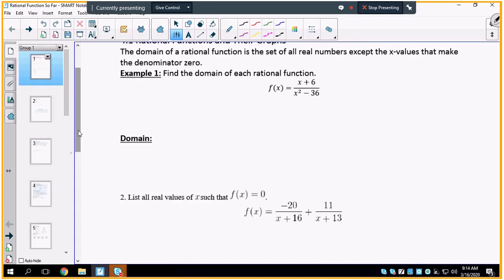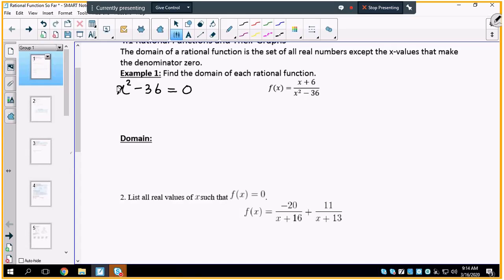Remember, to find the domain of a rational function, you are careful about the denominator and you are trying to make sure that the denominator is not equal to 0. In order to accomplish that, we would rather force the denominator to be equal to 0. So I'll write down x squared minus 36 equal to 0. And then essentially we're going to solve it for the values of x.